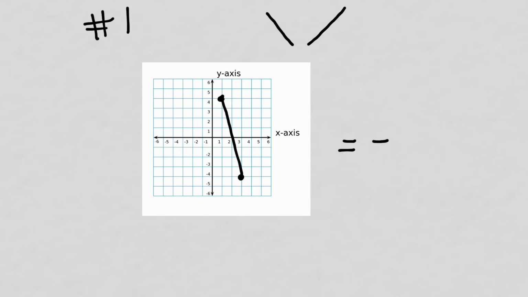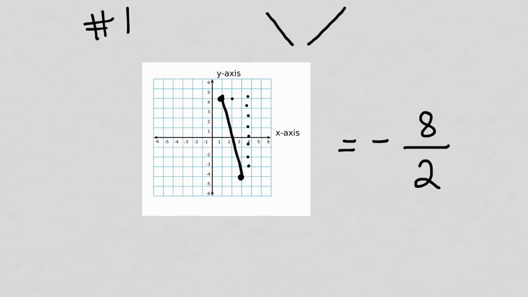So all we're going to do is count up. I'm starting with the point on the bottom. 1, 2, 3, 4, 5, 6, 7, 8. It rises 8. Right? And the run is going to be 1, 2. So it's a rise of 8, a run of 2.